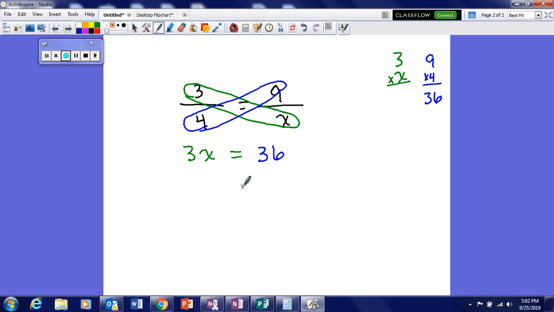So once we have our proportion made, we can use it to create an equation. Once we have an equation, we forget about the proportion and all we do is solve the equation. Now I know from 6th grade equation solving that what I need to do is get the x on one side by itself. So I'm going to do the opposite of times 3, which is divide by 3. Opposites cancel each other out, so I have x equals, and x is going to equal whatever 36 divided by 3 is.